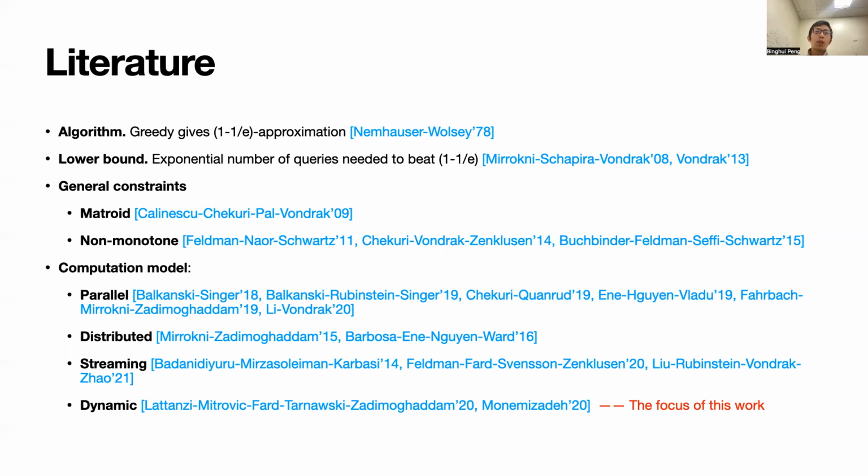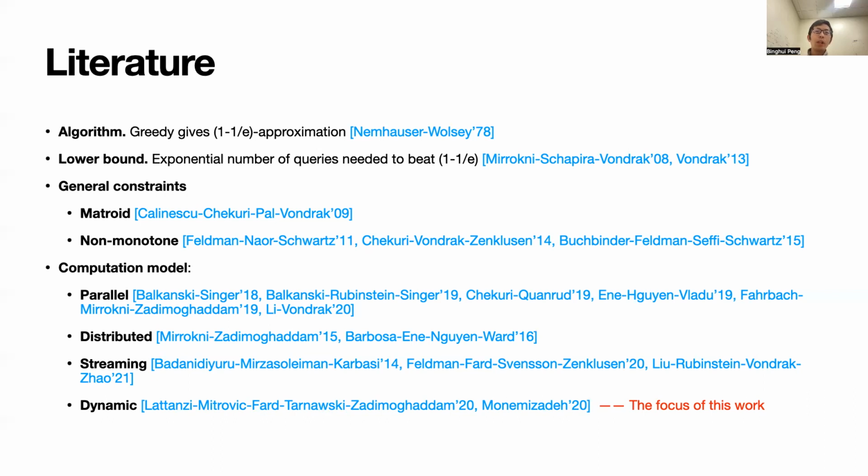So beyond that point, there is much work in the literature focused on extending the problem to more general constraints, like instead of selecting at most k elements, we want to select a subset that is subject to a more general constraint, like a matroid. And also one can relax the assumption of monotonicity.